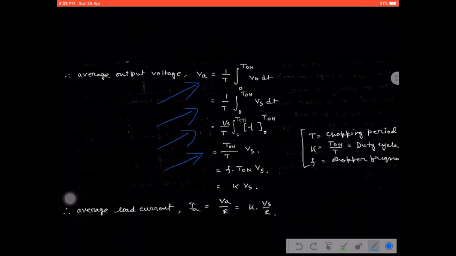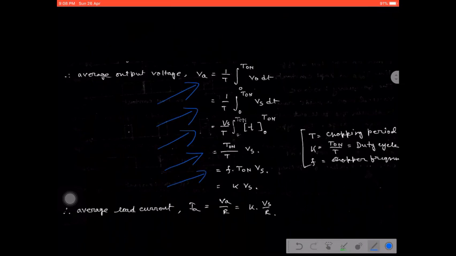We know 1 by T is actually the frequency, so we can change the term: 1 by T equals F. We can replace this part by the F term here. That is why we can simplify it, that is equal to F into T on into Vs.